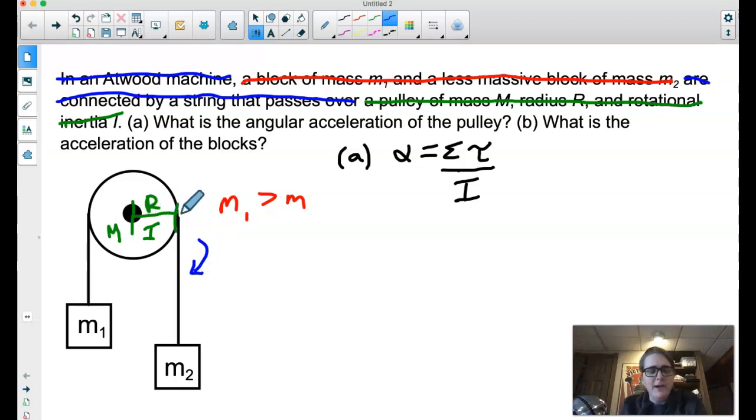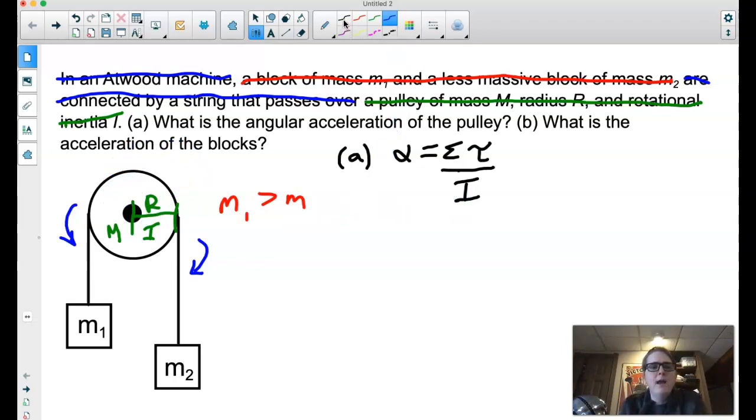Mass 2 is going to be applying a clockwise torque. As it exerts its force on the pulley, it's pulling downward, which is going to cause that pulley to rotate clockwise. Mass 1 is exerting a torque in the other direction. As it pulls down, it's going to be trying to rotate the pulley counterclockwise, so in the opposite direction.